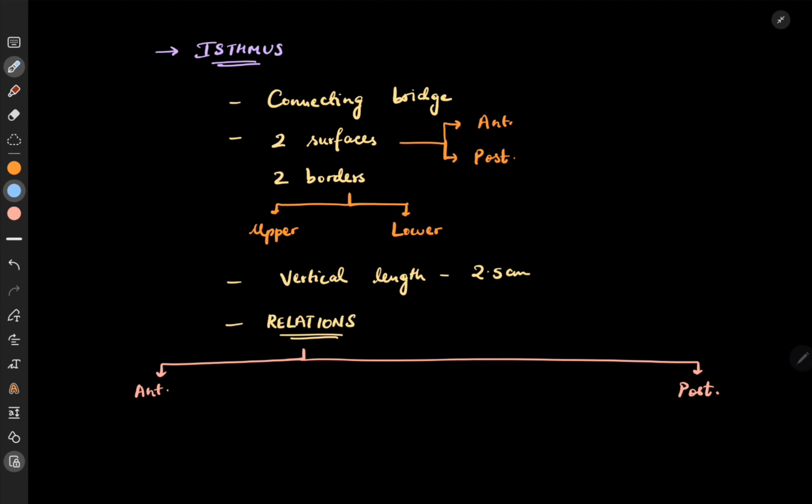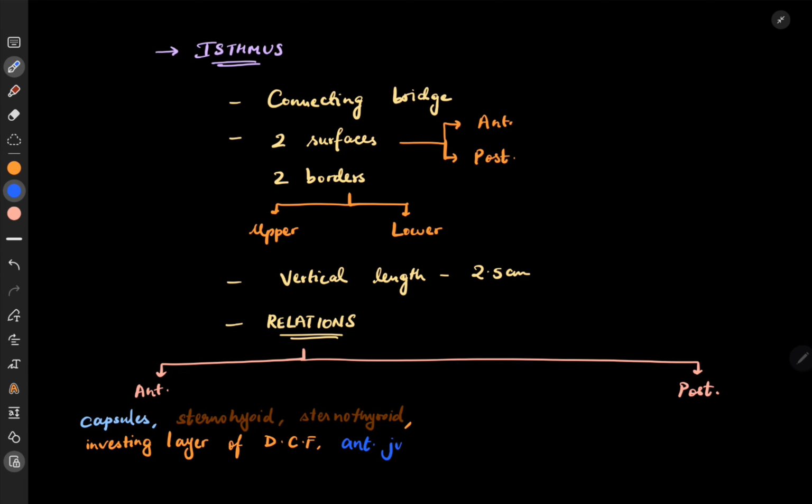Its relations: anteriorly it is related to the capsules, sternohyoid and sternothyroid muscles, investing layer of the deep cervical fascia, the anterior jugular vein, superficial fascia, and the skin. Posteriorly, it is related to the second, third, and fourth tracheal rings.